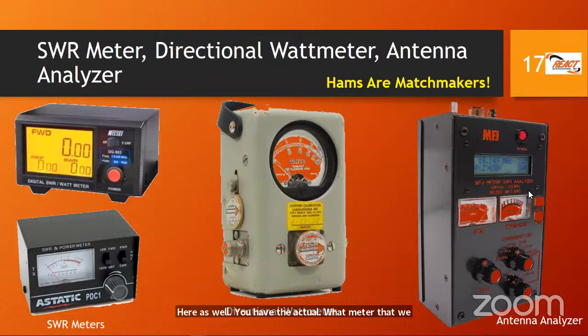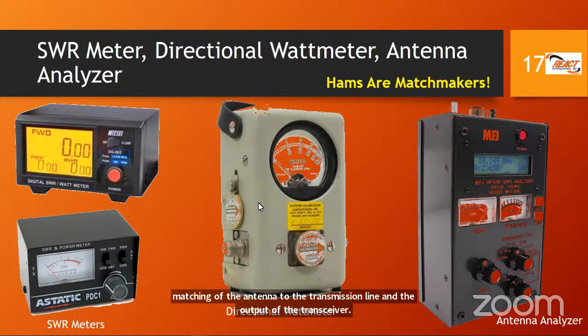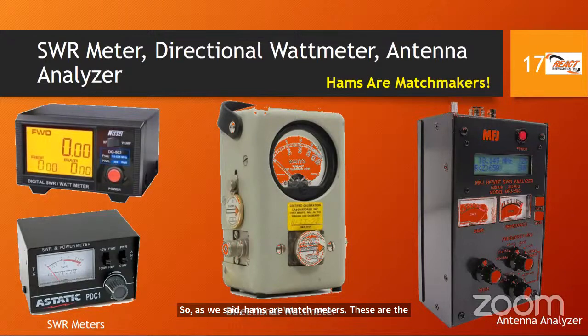So we just got sort of a little lineup here showing you the various instruments that amateur radio operators may use to measure this parameter that's so important called SWR. That tells you a lot about the efficiency of your system, the matching of the antenna to the transmission line, and the output of the transceiver. So as we said, hams are matchmakers, and these are the instruments that we use to determine that match.